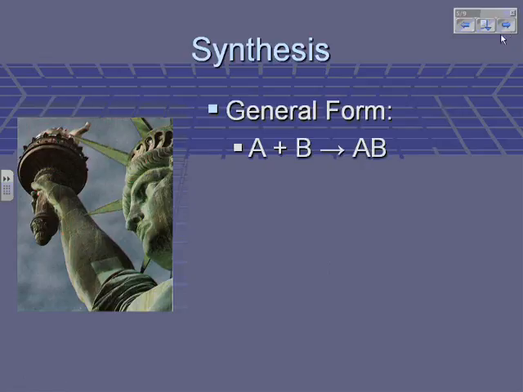Another example of a synthesis reaction. Generally, we look at patterns, look for ways to represent these patterns, so we're going to use some letters. When we look at a general form for a synthesis reaction, we're taking A plus B, two simple substances, and making something more complex, AB. They're joined together. They're chemically bonded. They've made a new substance with new properties.